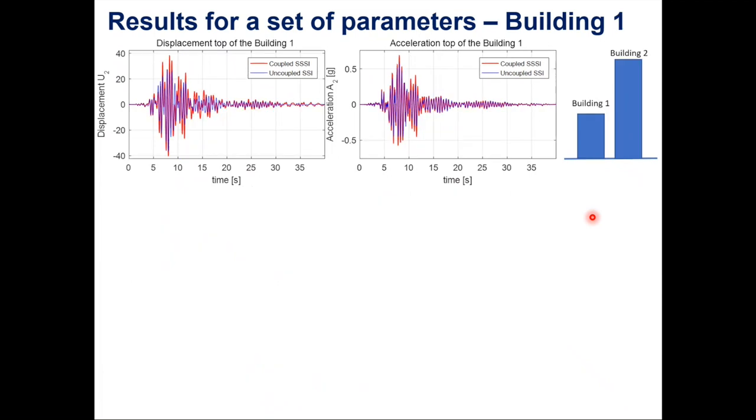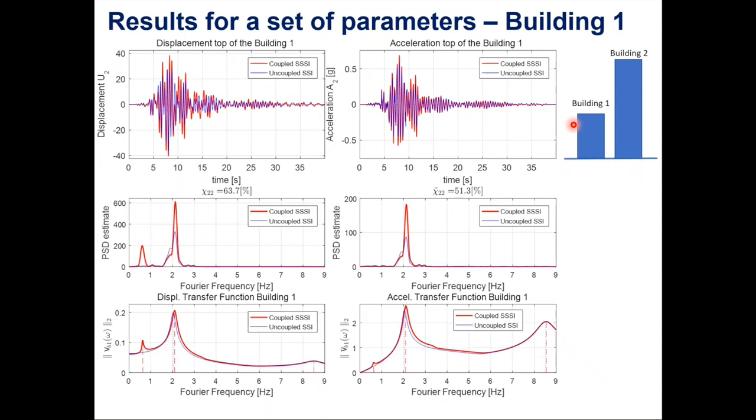Okay, here is also an example for different building parameters. In this case, we got 63% amplification for displacement and 51% in the case of acceleration. Now it's interesting to notice this peak in the power spectral density, and this peak represents the first mode, this frequency represents the first mode of the second building. Basically, impose this deformation on building one, and you can see this peak in the acceleration, because the acceleration is not affected at low frequency near this value.